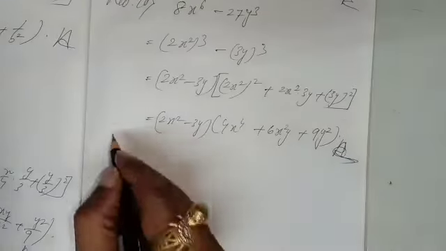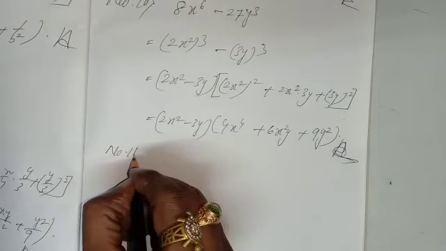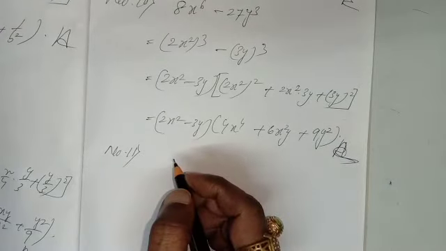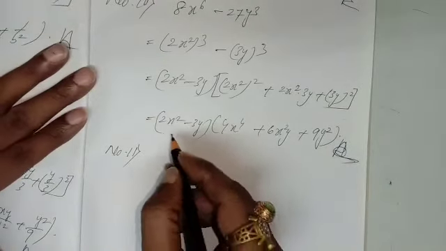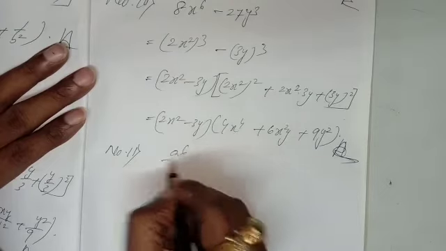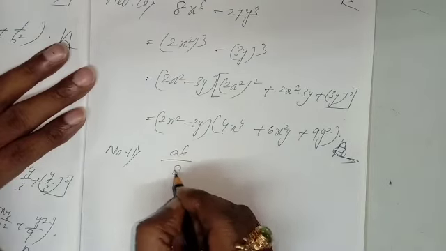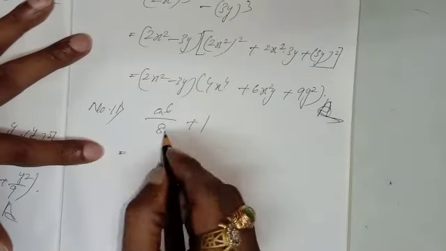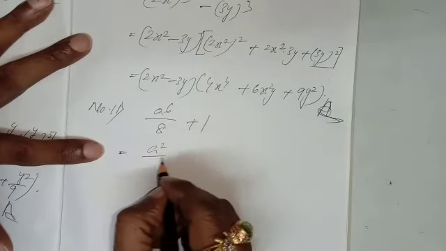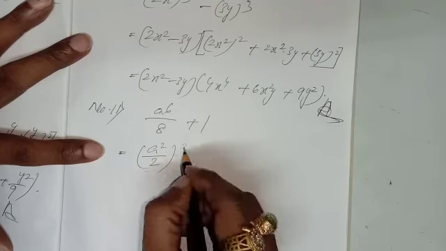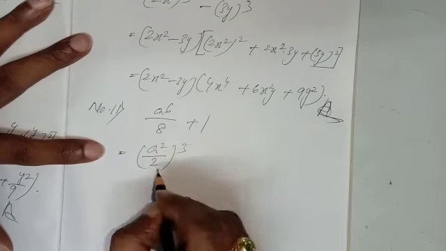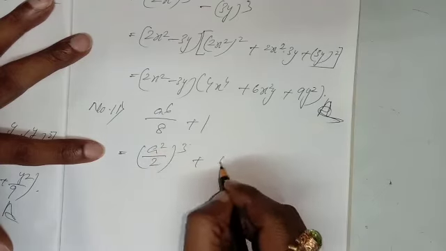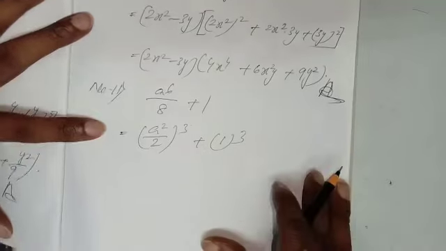Next I am going to number 11. Let us see what is given here. Question number 11, it is given a to the power 6 by 8 plus 1. This is nothing but a square by 2 whole cube, because a square whole cube is a to the power 6, and 2 whole cube is 8. And 1 I can write as 1 cube.